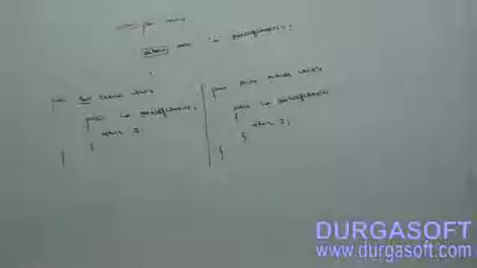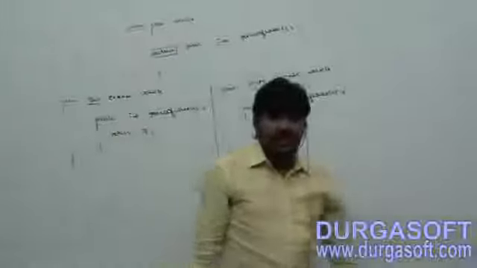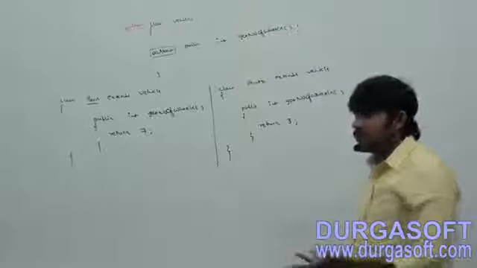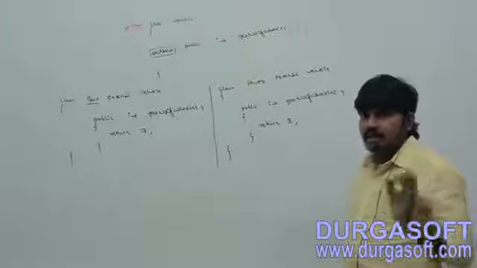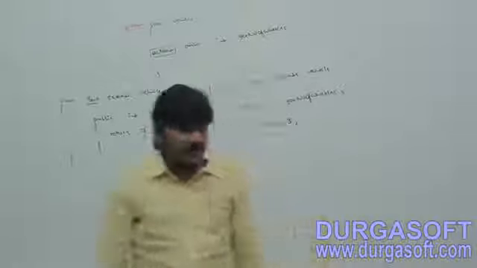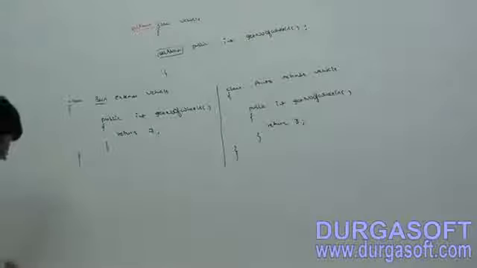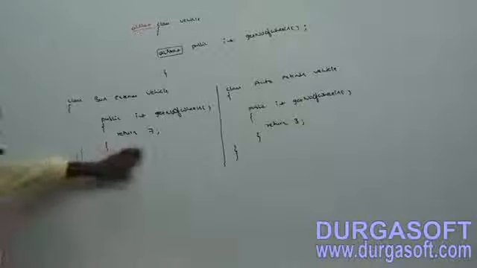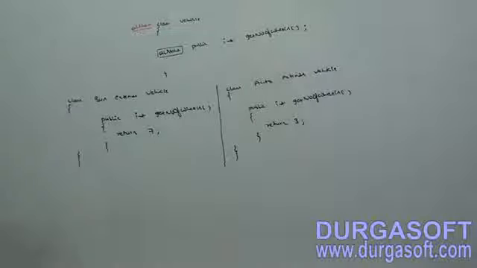Abstract class Vehicle. You can write abstract public or public abstract, any order, no problem, because in Java the order of modifiers is not important. Abstract public int getNumberOfWheels. Next, class Bus extends Vehicle: public int getNumberOfWheels, return 7.